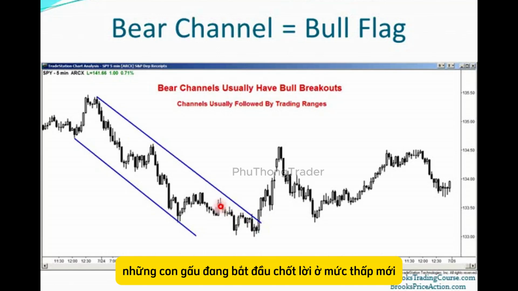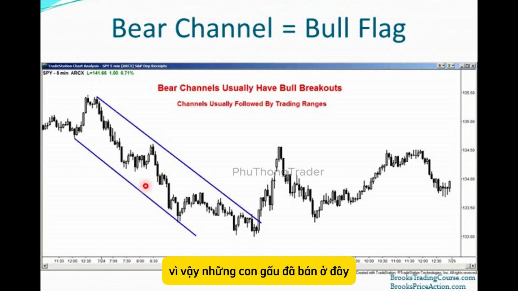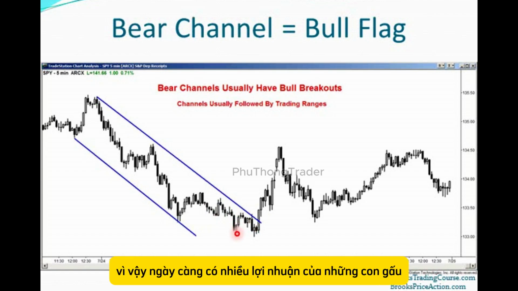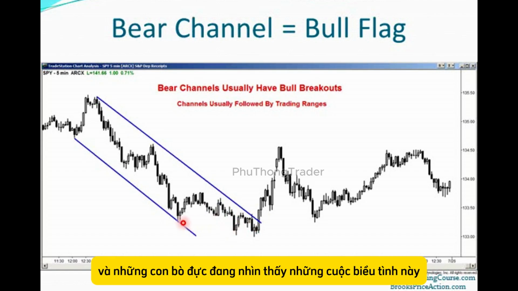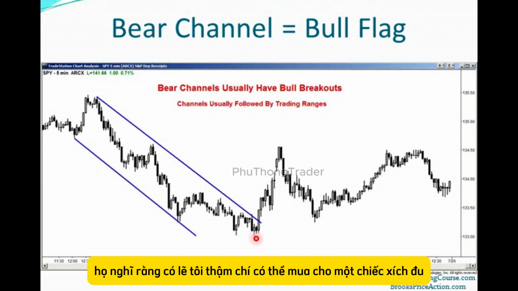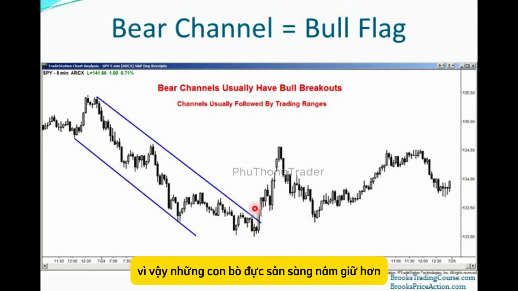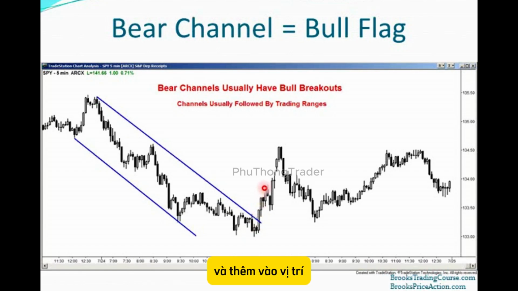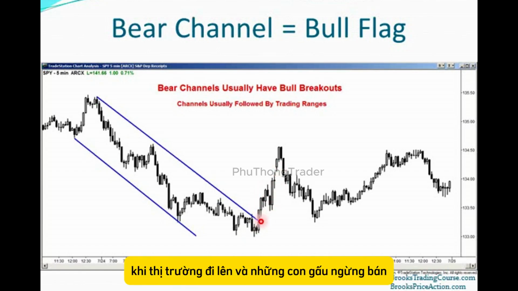So that means the bears are beginning to take profits at new lows. So the bears who sold up here, the swing bears, they're taking profits. The bears who sold in here, they're taking scalping profits. So more and more profit taking by the bears, and the bulls are seeing these rallies, and they're deciding that, if I buy, I can make at least a scalp. When they see the wedge bottom, the major trend reversal, they think, well, maybe I can even buy for a swing. So the bulls are more willing to hold and add on to the position as the market goes up, and the bears stop selling.